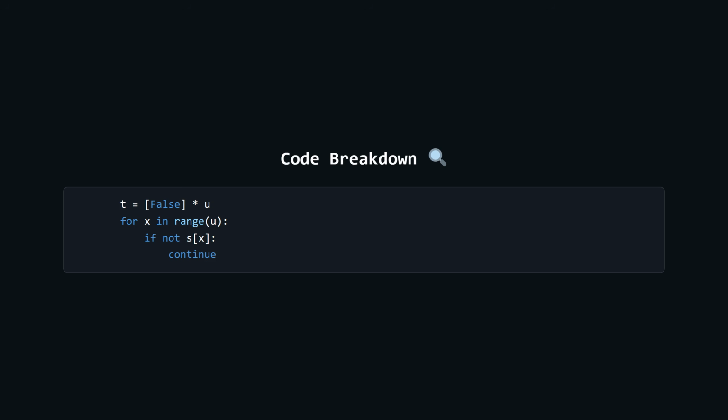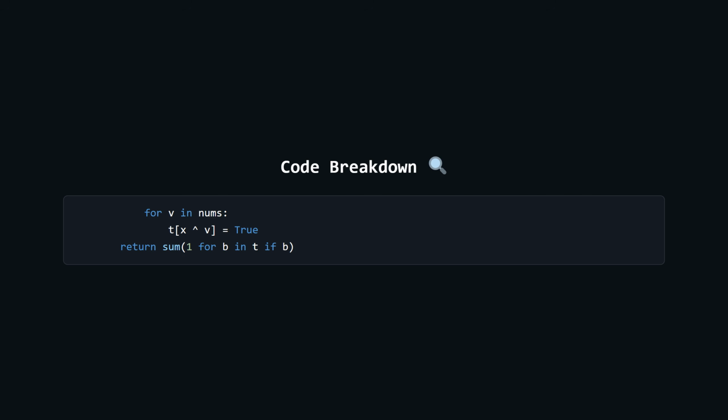We then loop through all possible values up to our limit U. If we have not seen a value in our pairs list, we simply skip it. If it does exist, we XOR it with every number in our original list. We record this final 3-number result in the T array, and finally count how many true flags we have.